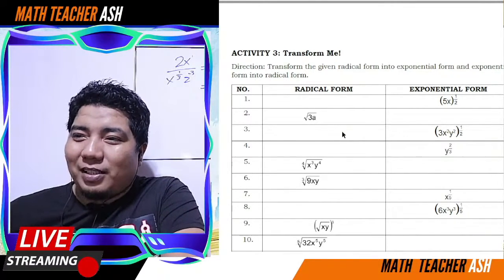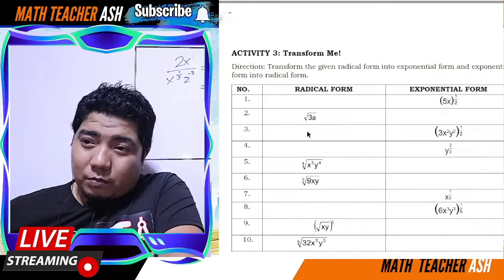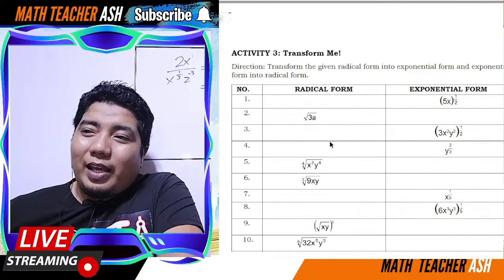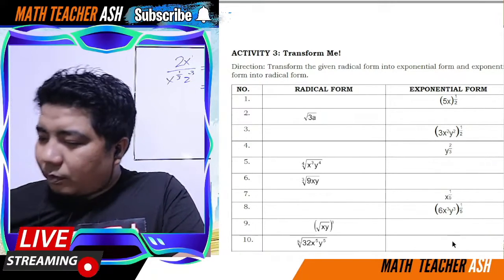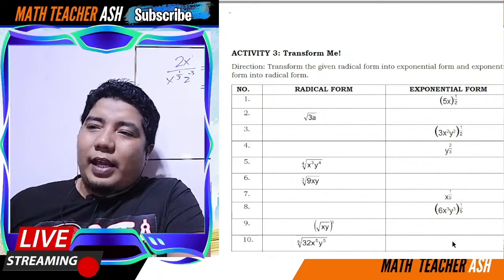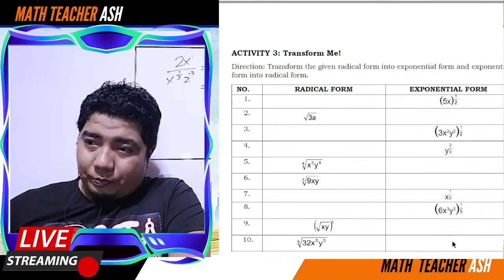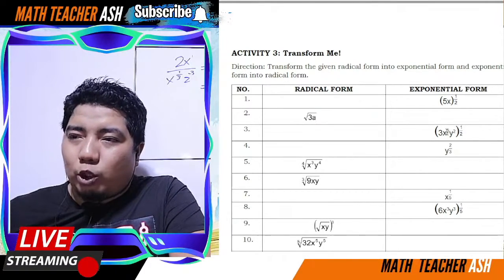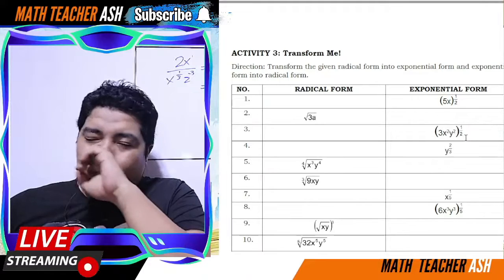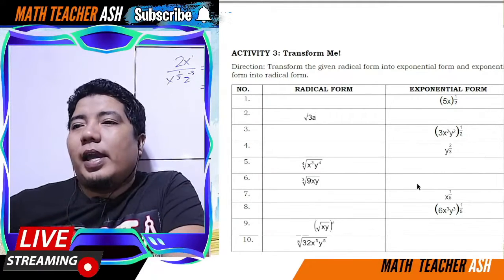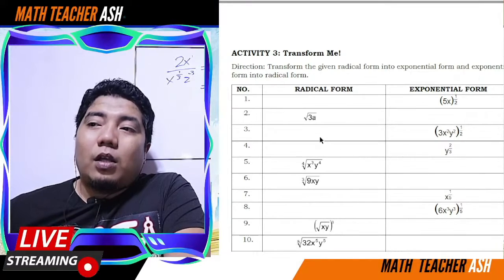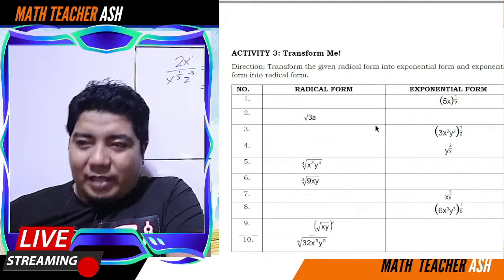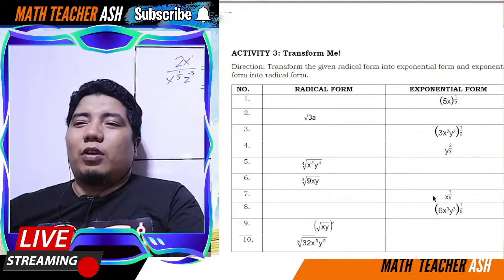Here in number 3, we have the square root again, 3x squared y squared. However, x squared and y squared are divisible by 2. Right? They are divisible by 2. So, you can simplify it into xy square root of 3. Okay, xy square root of 3.